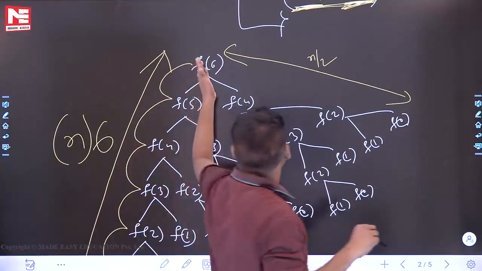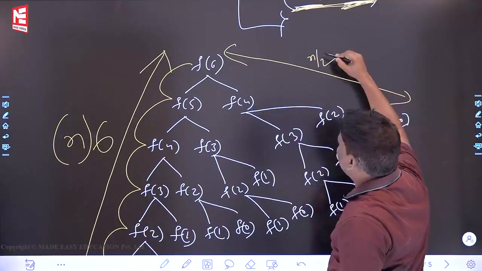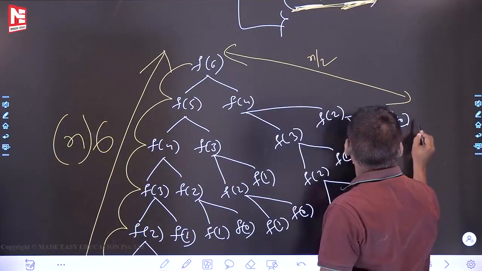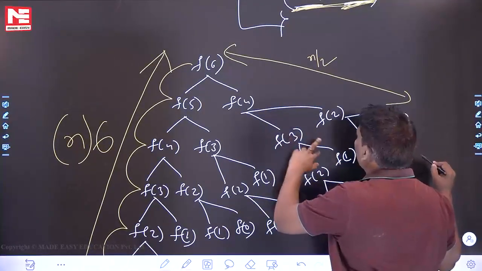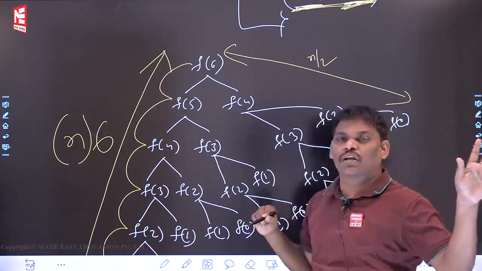Fibonacci of n given, the right side is going to be n by 2. For 6 by 2, what is the answer? 3. It may be 1 extra came because of 0. Depending upon even number or odd number, plus or minus 1 may increase or decrease. Think about the logic only.